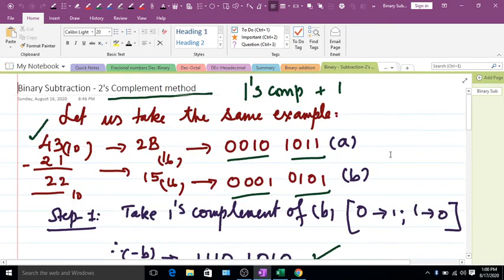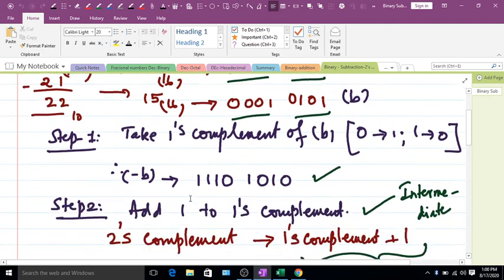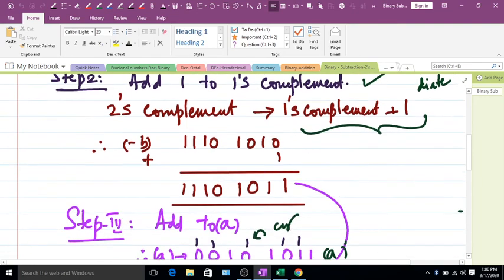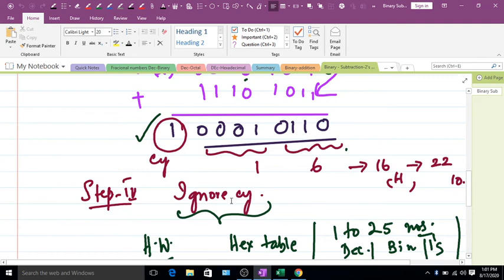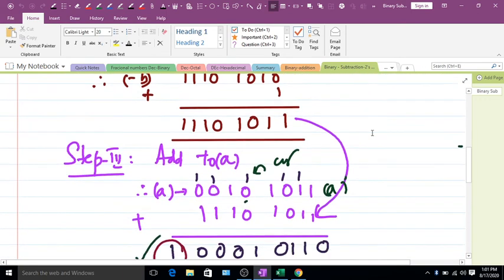Another way is binary subtraction using 2's complement. 2's complement is nothing but 1's complement plus 1. So take the same example, okay? The first step remains the same, taking 1's complement. Now add 1 to 1's complement. This is an intermediate step that is added, which was not there in 1's complement. That means 1's complement plus 1 becomes 2's complement. You get this, you are adding 1. This is again added back to A. If there is a carry, you must ignore the carry, because this addition of 1 has already been taken care of here. So there is no need of this.